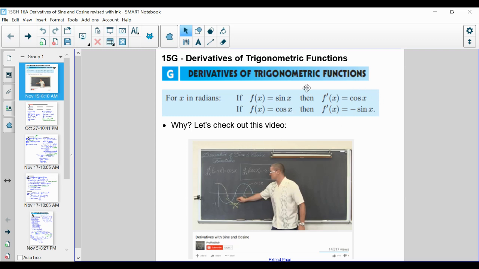So here are the rules for differentiating trigonometric functions. If we have a sine function, then the derivative is cosine x. And if we have a cosine function, the derivative is negative sine x. They seem kind of circular, and that's because they are periodic functions.